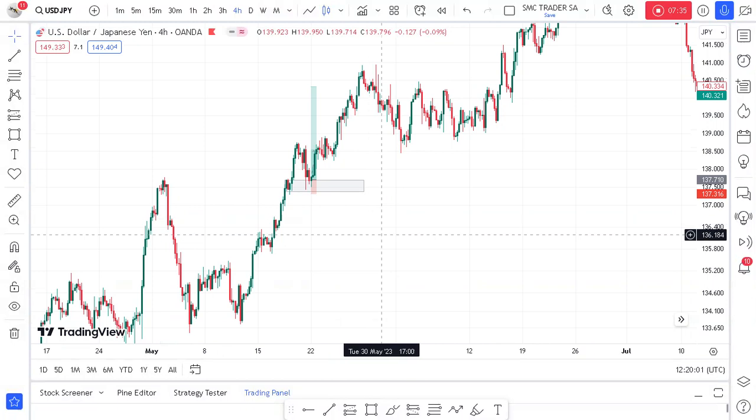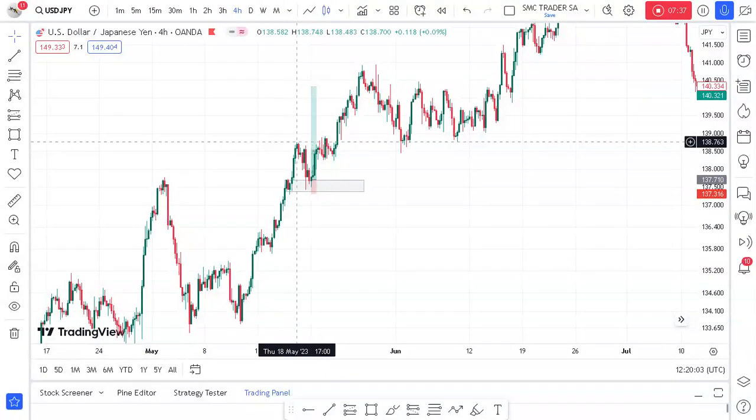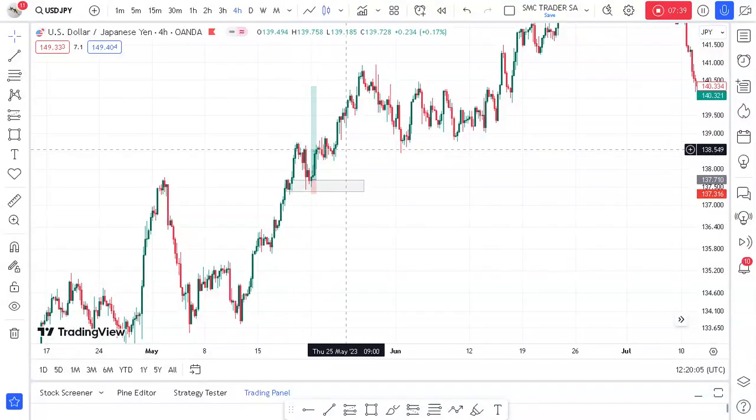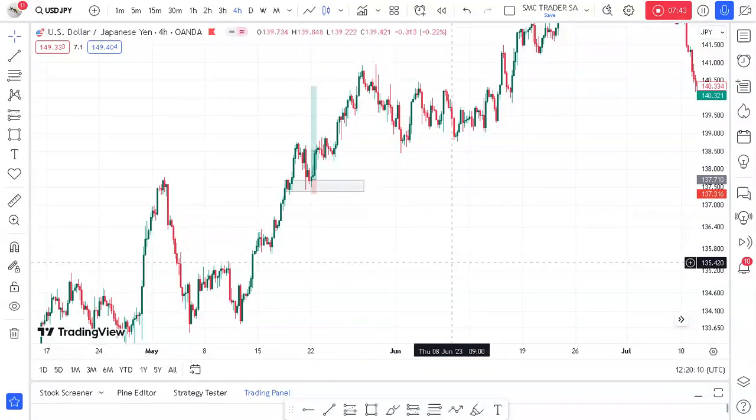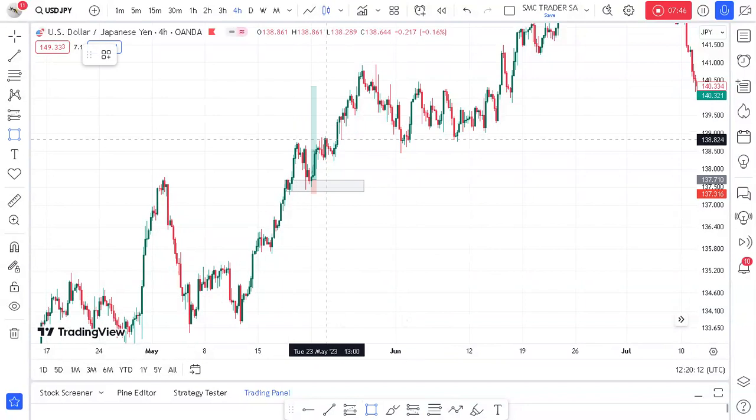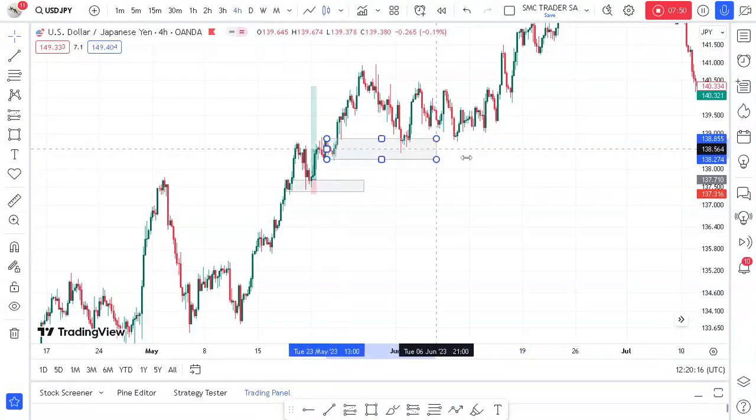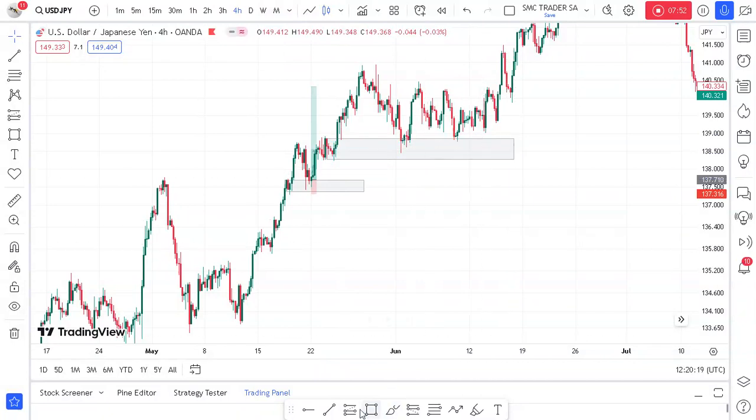Then wait again before we could break this. Fine, we had this pullback here, then we broke the structure, right? I know very well my next setup is around this zone. It's around here. That's where I would be focusing on taking another trade.